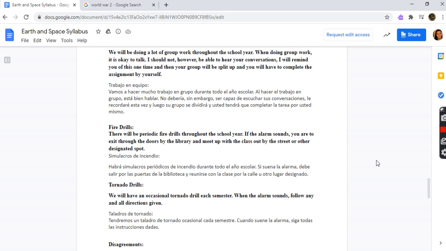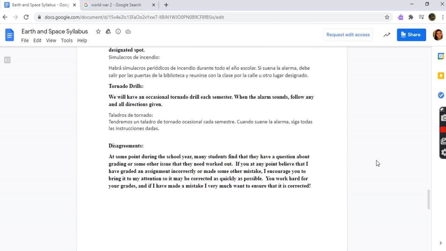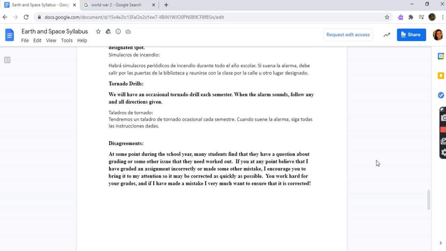Fire drills. There will be periodic fire drills throughout the school year. If the alarm sounds, you are to exit through the doors by the library and meet up with the class by the street or other designated spot. Tornado drills. We will have an occasional tornado drill each semester. When the alarm sounds, follow any and all directions given.